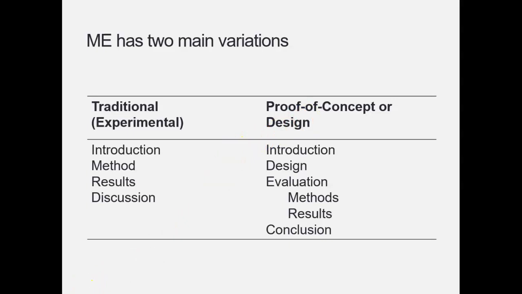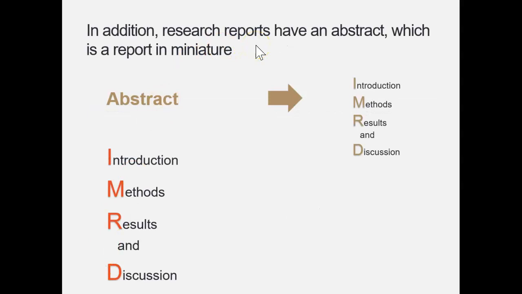Now, there's one last point I want to make before I go on, which is that in addition to these main sections, research reports have an abstract. And for your qual project reports, you will have a 300-word abstract. That's a lengthy abstract. And this abstract should be a report in miniature. What I mean by that is that the abstract should have 1 or 2 sentences for each main part of this report.